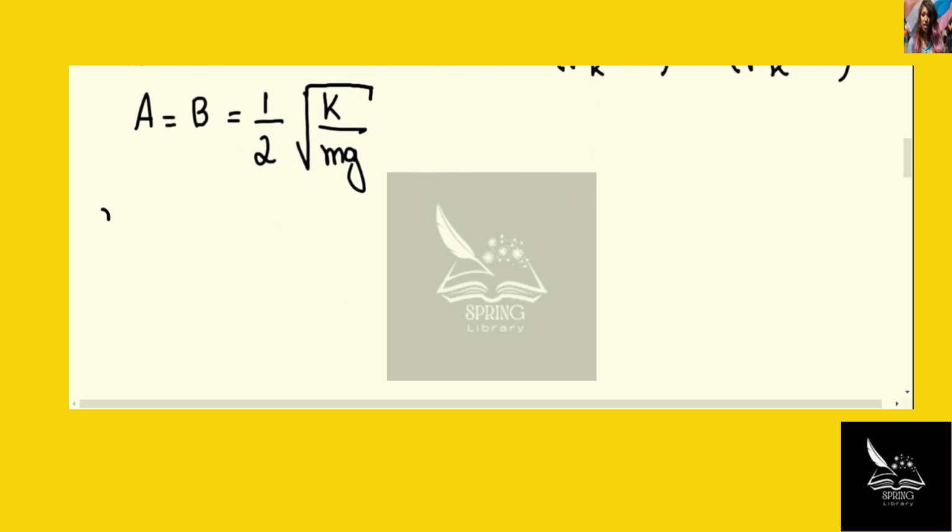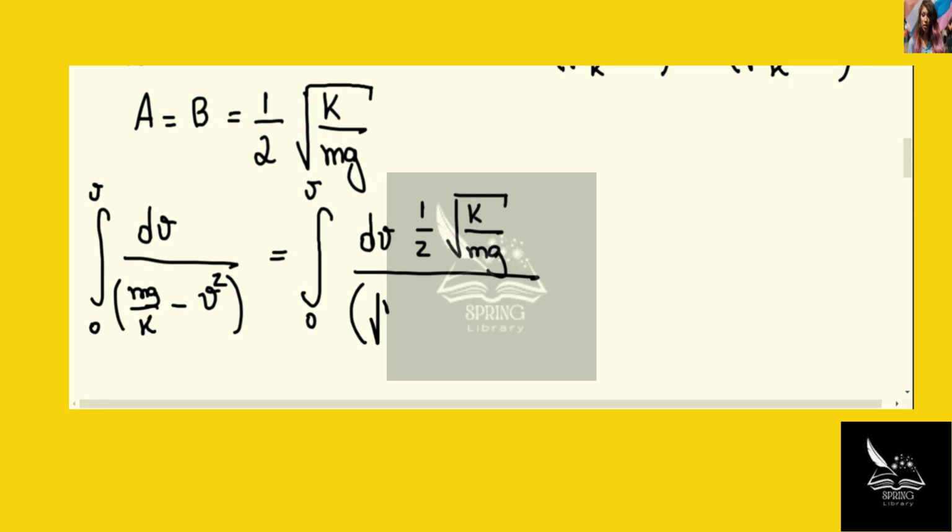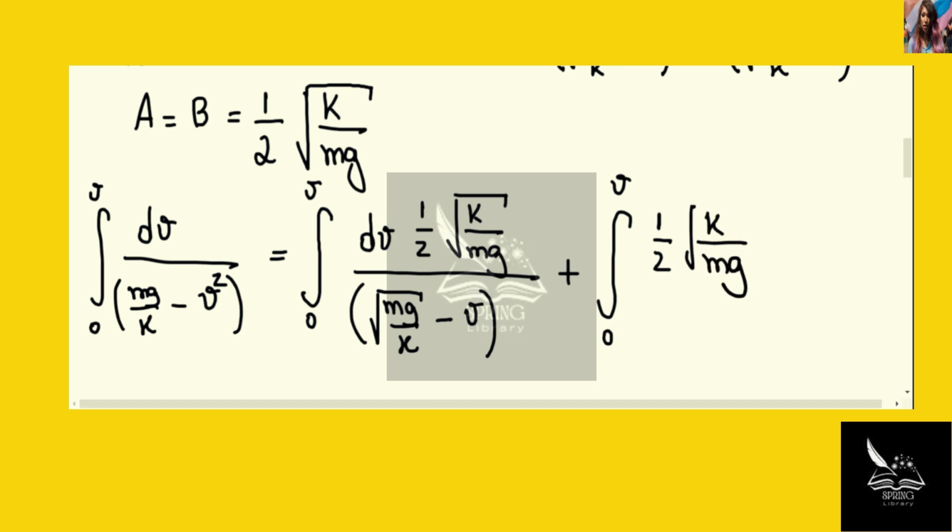Okay. So we have that the integral from 0 to v of dv divided by mg over k minus v squared is equal to the integral from 0 to v of dv times 1/2 times the square root of k over mg divided by the square root of mg over k minus v, plus the integral from 0 to v of 1/2 the square root of k over mg dv divided by the square root of mg over k plus v.